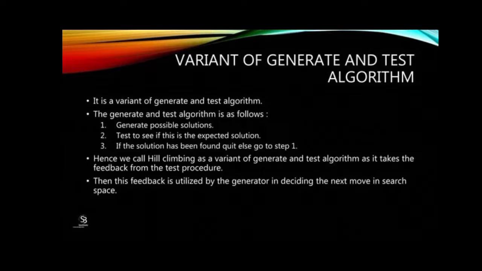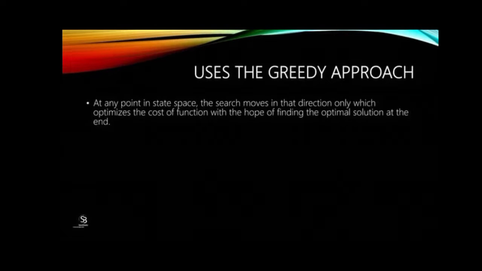Hence, we call hill climbing a variant of generate and test algorithm, as it takes the feedback from the test produced. Then this feedback is utilized by the generator in deciding the next move in search space. It also uses greedy search. At any point in space, the search moves in that direction only which optimizes the cost of the function, with the hope of finding the optimal solution at the end.